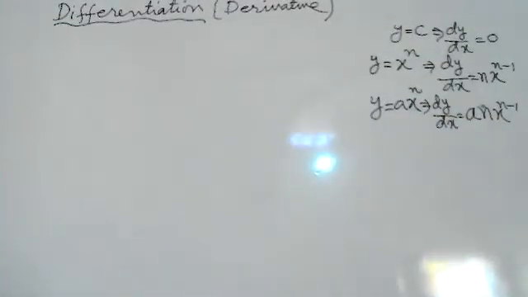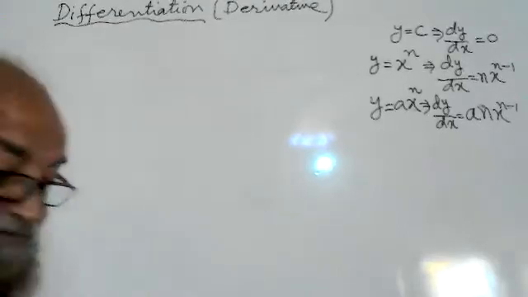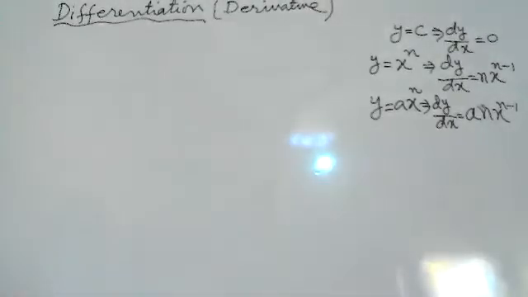Now we will do the exercise on derivatives. I have told you the derivative is the rate of change of a function. If the function is constant, the derivative will be 0. If the function is x raised to power n, it will become n x raised to power n minus 1.